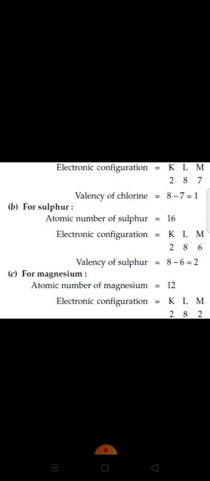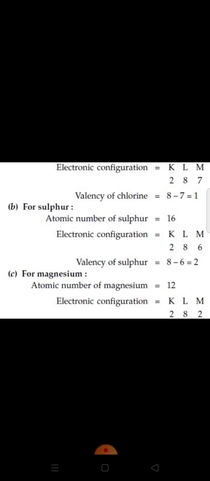For example, look at the chlorine. Atomic number of chlorine is 17. So the number of electrons is also 17. Now we will write the electronic configuration of this chlorine, and that will be 2, 8, 7. So in the outermost shell, chlorine has 7 electrons. So the valency of chlorine is 8 minus 7, that is equal to 1.